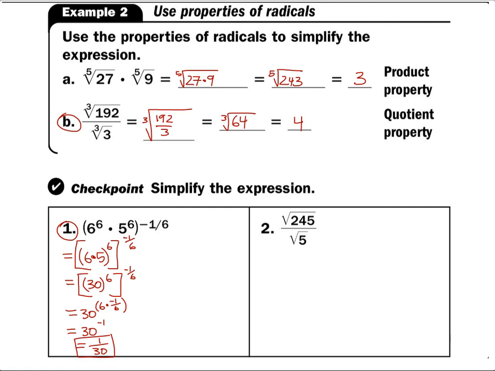Number 2, same basic idea going on here, but in fact on number 2 it's a division problem and a square root, and using the second property above, we can make it one square root, where it's 245 divided by 5 inside the square root, and 245 divided by 5 is 49. And the square root of 49 is 7. And that's our answer.